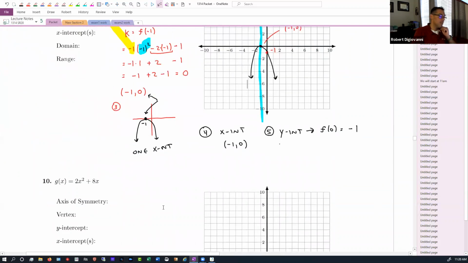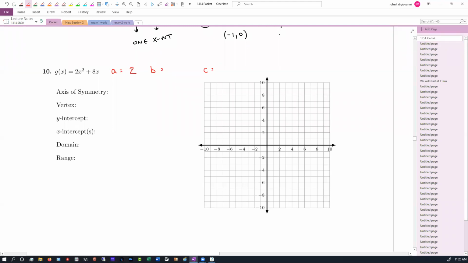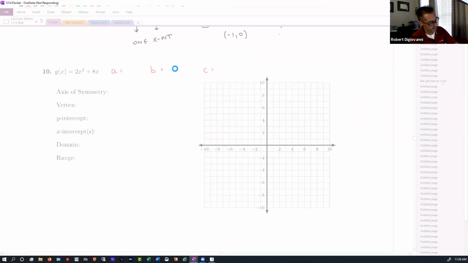All right, let's look at the next one. Can you tell what A, B, and C are here? Be careful. What's A? 2. What's B? 8. And then what's C? 0.